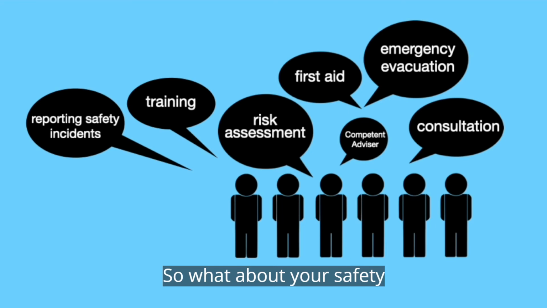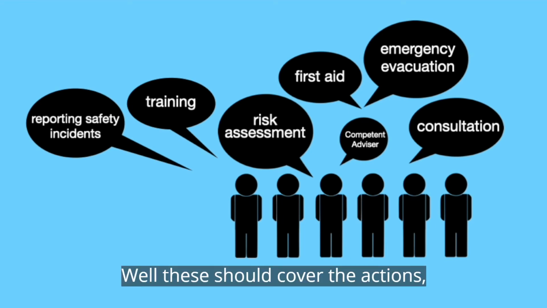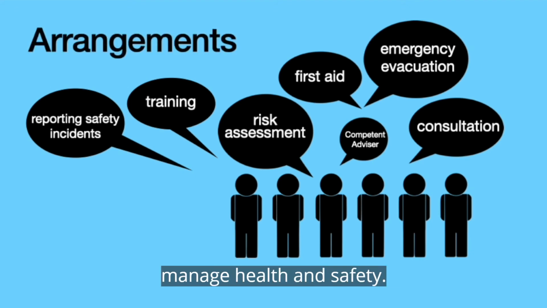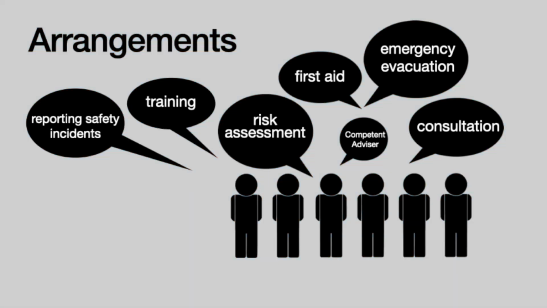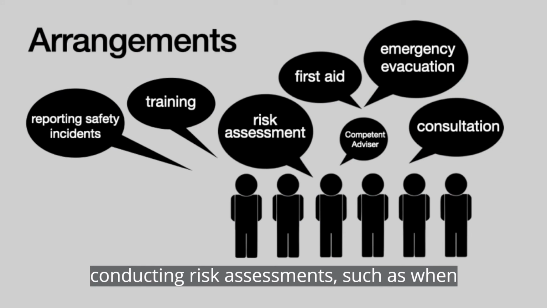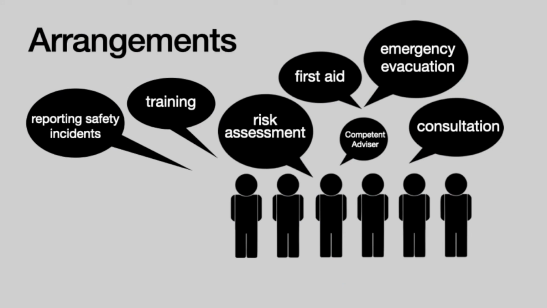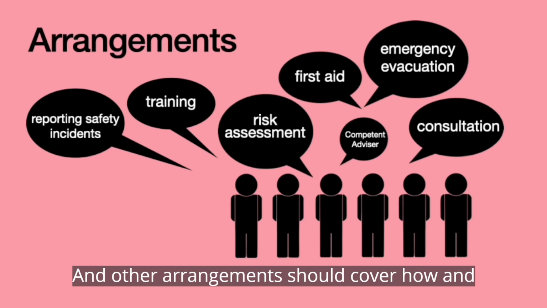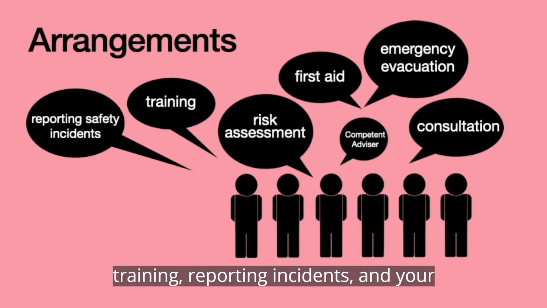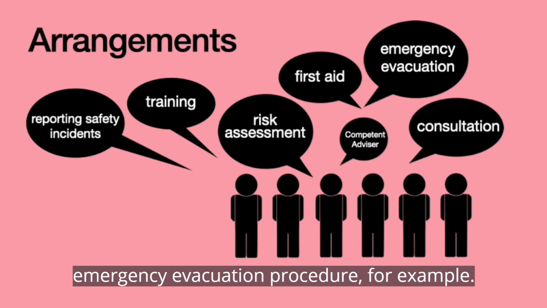So what about your safety arrangements? Well, these should cover the actions, processes, and procedures you will follow to manage health and safety. This should include arrangements for conducting risk assessments, such as when and where they're needed and how often they are carried out. And other arrangements should cover how and when your team will be consulted on safety matters, your first aid arrangements, safety training, reporting incidents, and your emergency evacuation procedure, for example.